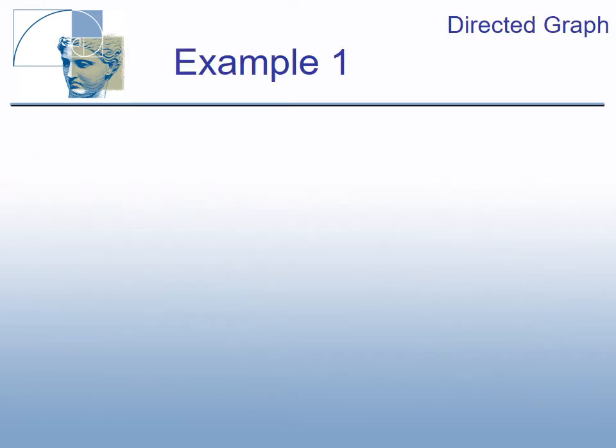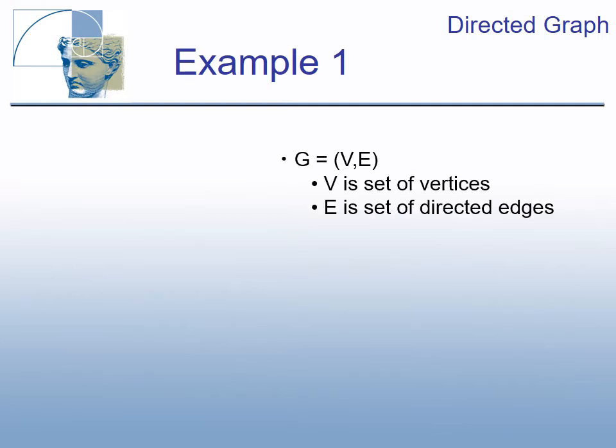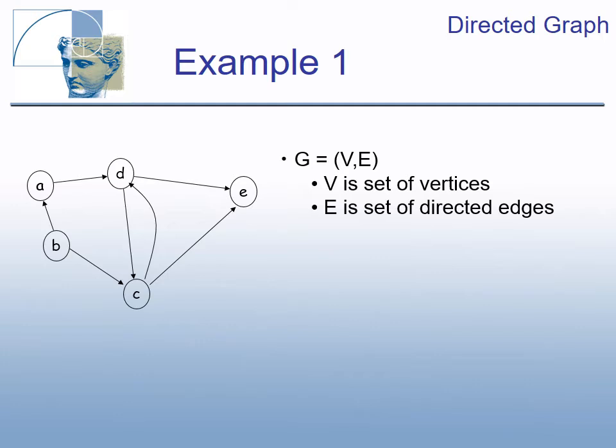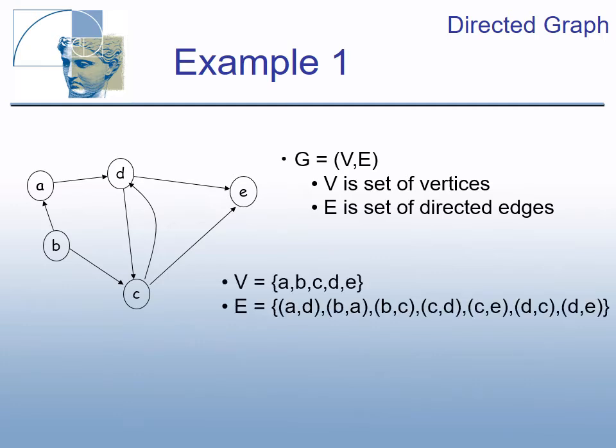Again, a graph G consists of vertices V and edges E. The graph presented here can be an example of such a tricky love story. All vertices and edges are listed in the slide.